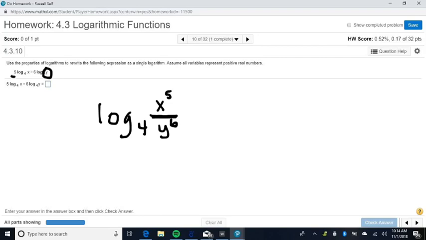So if you know the properties, it's easy to change them back. The key here with logarithms and exponents is to make sure you're getting the right thing in the right place, and that's going to be your biggest challenge. Okay?